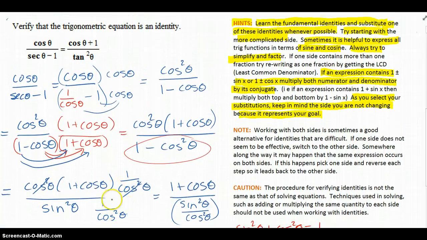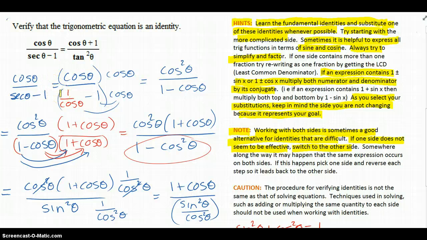If I got stuck and couldn't see the answer to multiply top and bottom by 1 over cosine squared, I might have started with the right side, which is what the note talks about. Let's talk about this note. Working with both sides is sometimes a good alternative for identities that are difficult. If one side does not seem to be effective, just switch to the other side. So don't give up on these. These are puzzles. Sometimes you get it quickly, sometimes you don't.